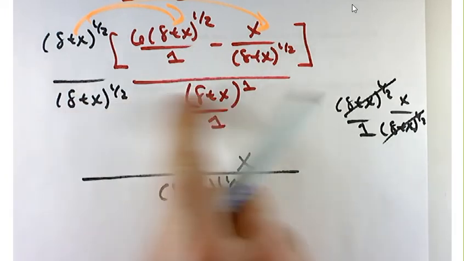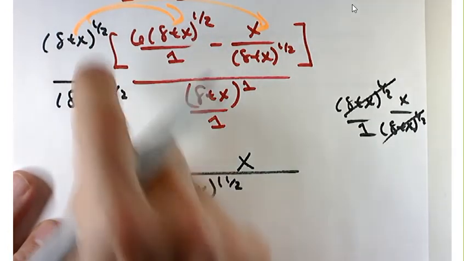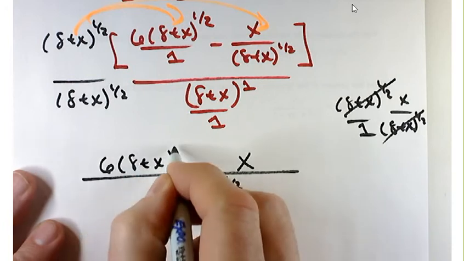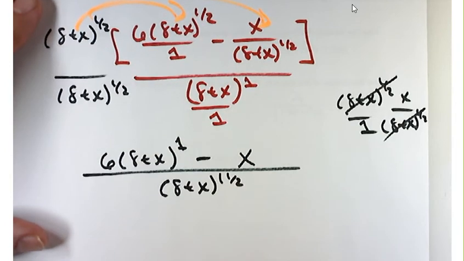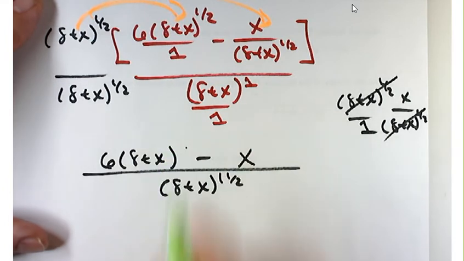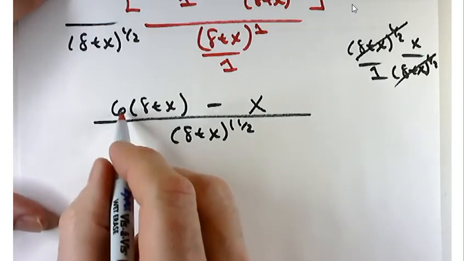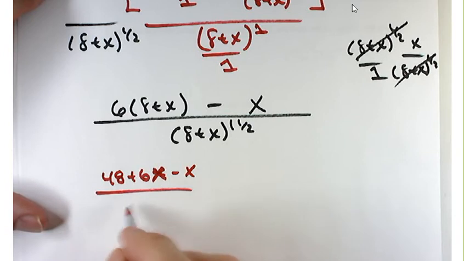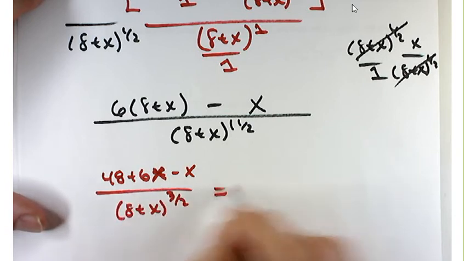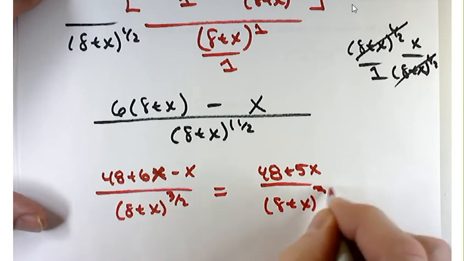But here, just like the denominator, the exponents are going to add. What am I going to get when I add 1/2 plus 1/2? What's 1/2 plus 1/2? 1. So we get x plus 8 to the first power. Wow, that's nice. Do I need to write to the first power? That's just kind of understood, right? Let's get rid of that. You're almost home. Distribute the 6. I get 48 plus 6x minus x. And I'll write that as (8 plus x) to the 3/2 power. If you combine like terms, you get 48 plus 5x over (8 plus x) to the 3/2 power.